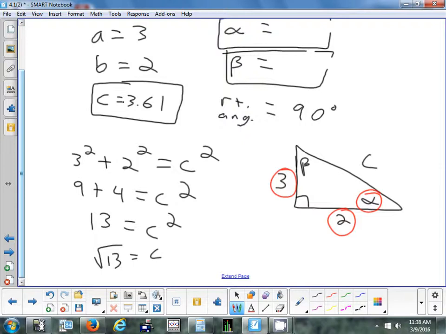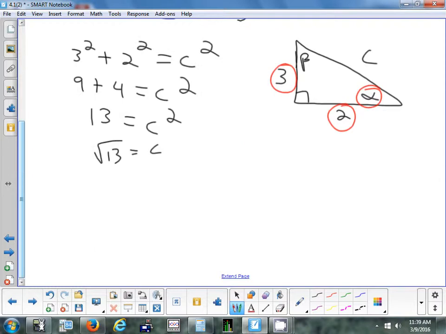Ashley, from the perspective of alpha, what's the name of this side? Yep, so we know the opposite. And what's the name of the side on the bottom? Adjacent. And Emily, what trig function has opposite and adjacent? Tangent. So we're going to write tangent of our angle, tangent alpha, equals opposite over adjacent. Ashley just said opposite was 3. Adjacent is 2.